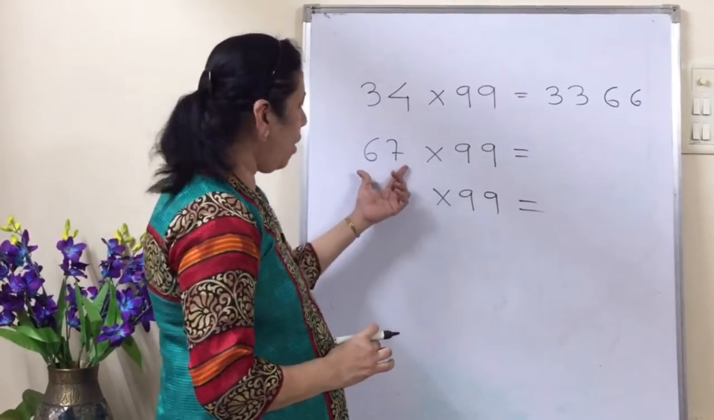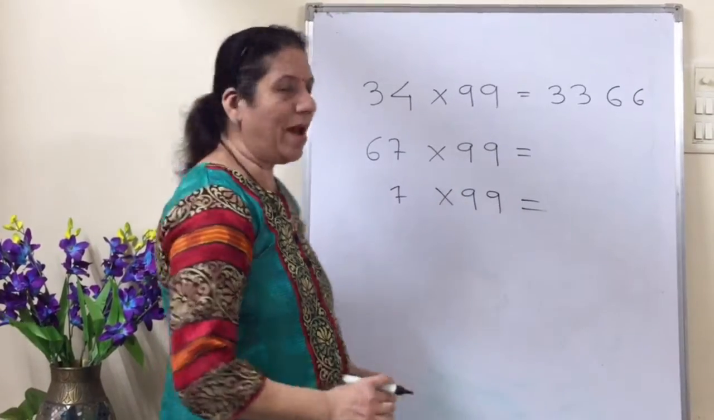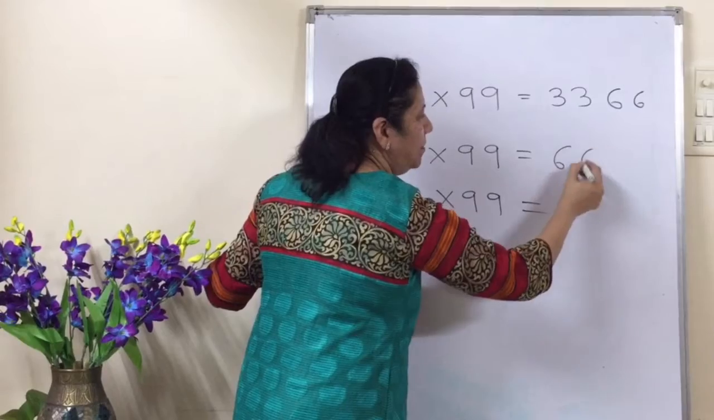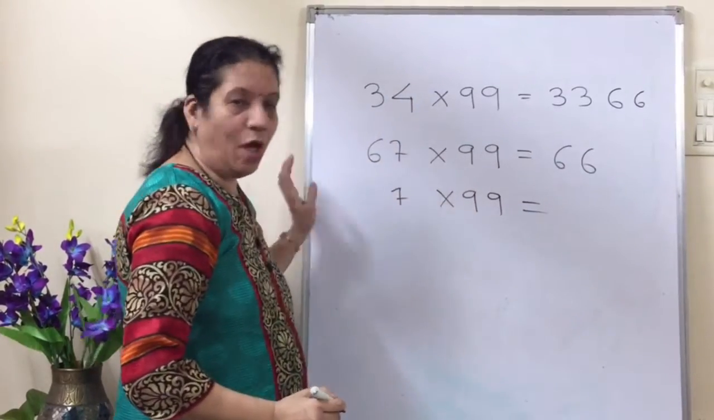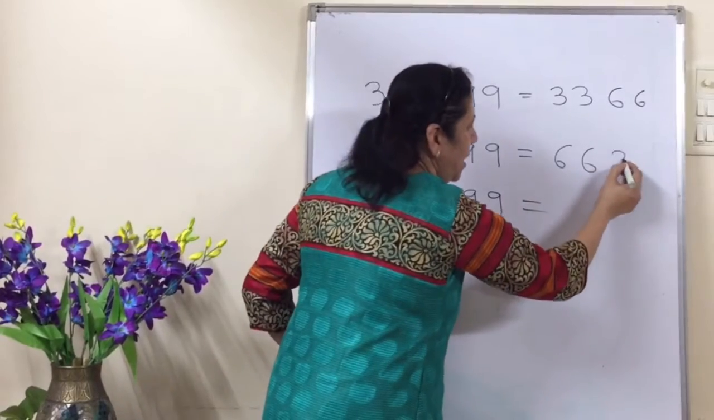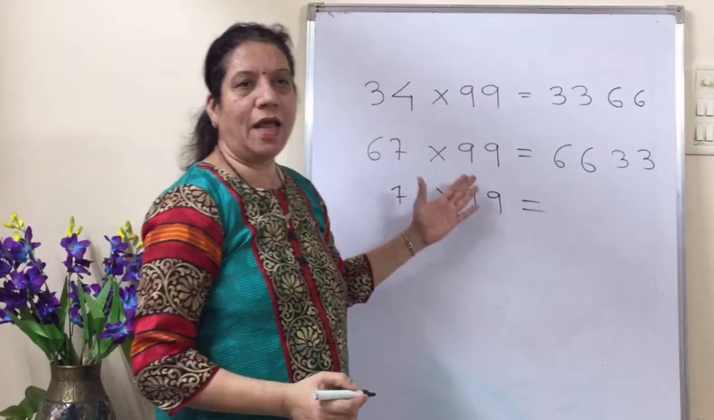I'll take another example. Let us see if you are able to do this or not. If we have 67 into 99, we reduce this number by 1, so it becomes 66. Now how much do we add to 6 to get 9? It is 3, and here also we have 3. So we have very similar sums here.